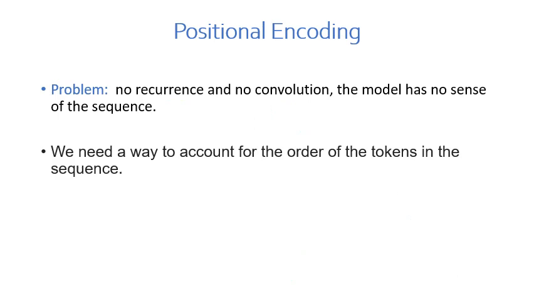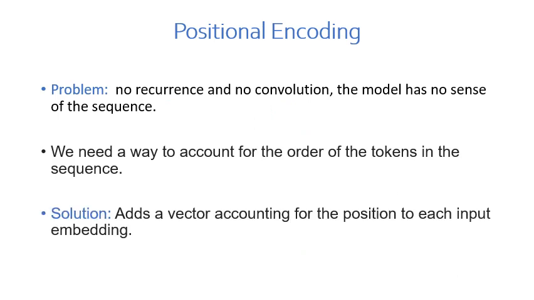So what can we do? The solution that has been proposed in the paper "Attention Is All You Need", the transformer model, is to add a vector to the word representation that we had. I had this X as the word representation. Let's add it to another vector. And the second vector somehow captures the position.